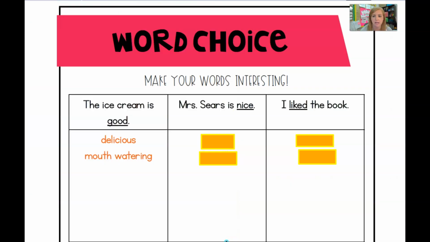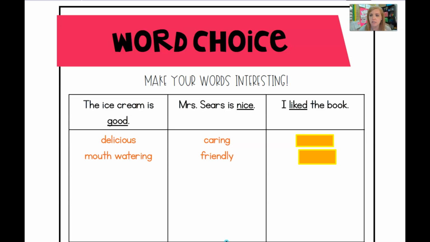Let's look at the second sentence. Miss Sears is nice. Once again, nice is just a boring word that we overuse. We repeat it all the time. So what's another way of saying Miss Sears is nice, but in a more interesting or stronger way? Let's look. Caring. Miss Sears is caring. That means that she cares for others. That's a little bit stronger than just saying she's nice. All right, what about friendly? Miss Sears is friendly. What kind of person is she? She's a good friend if she's friendly.